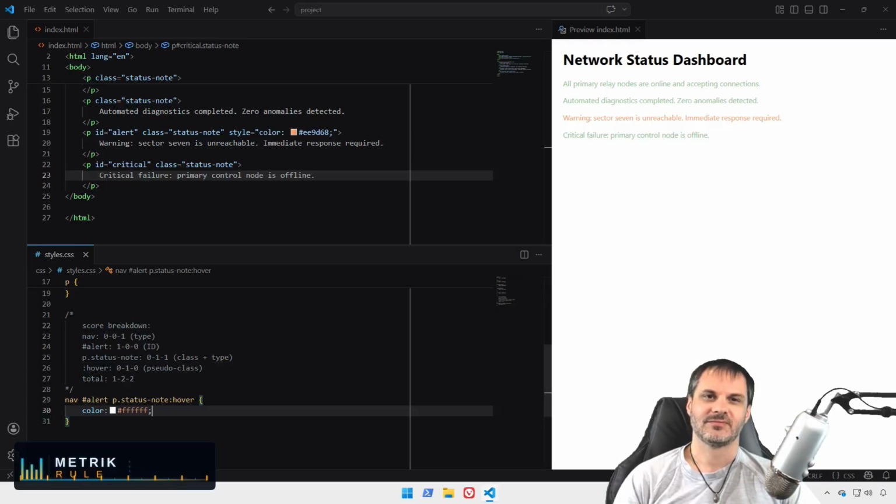Oh, I have definitely been wrong about that. I thought the last class in the attribute won, but it is the last class rule in the style sheet. A very common misconception. The class attribute is just a list of labels the browser uses to find matching rules. Once the rules are found, the cascade takes over. The attribute order is invisible to it. So if my style sheet has critical before status-note and an element has both classes, status-note wins, no matter what order I write them in the HTML.